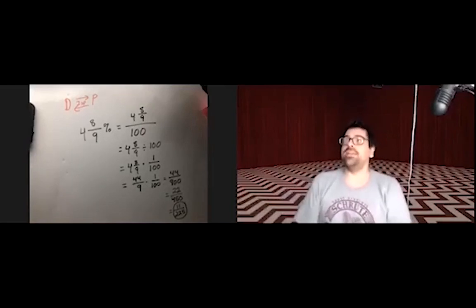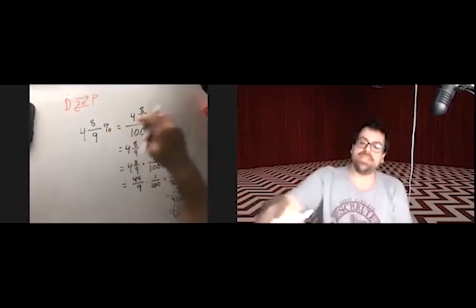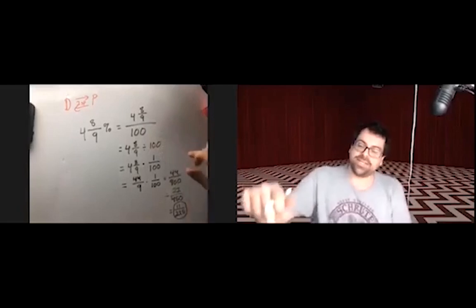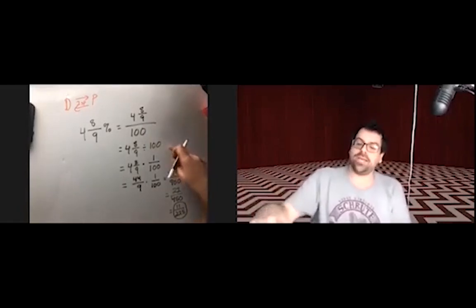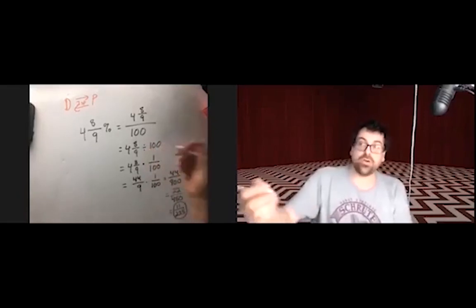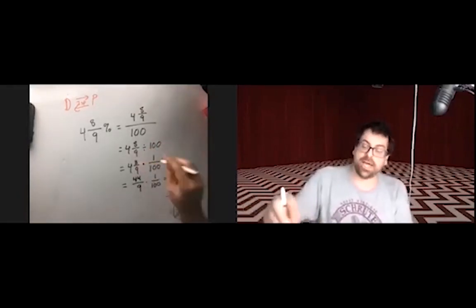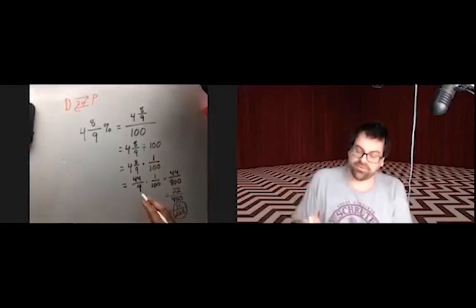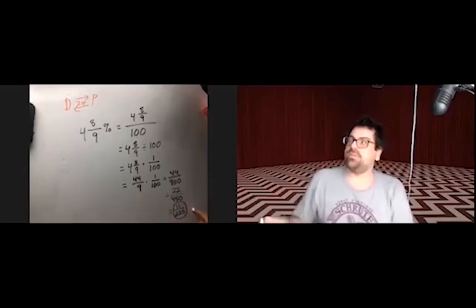Look at that work we had to do to get there. We needed to understand that percent means over 100. We needed to understand that over 100 means divided by 100. We needed to understand that with fractions, dividing by a number, 100 over 1, is multiplying by its reciprocal, 1 over 100. To multiply mixed numbers, we need an improper fraction, and then we multiply and reduce. This is why we learned all these little skills along the way.